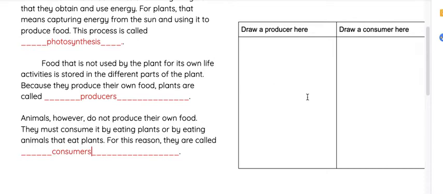All right, now it's your turn over here on this side. You're going to draw a producer in this area, and you're going to draw a consumer over here. So something that produces its own food is going to go here, and something that consumes food goes here. And I'm going to go ahead and move on. You can come back to this part in a little bit. Take your time. You may add color to this if you would like to. Remember, more detailed drawings help you get more points in science.